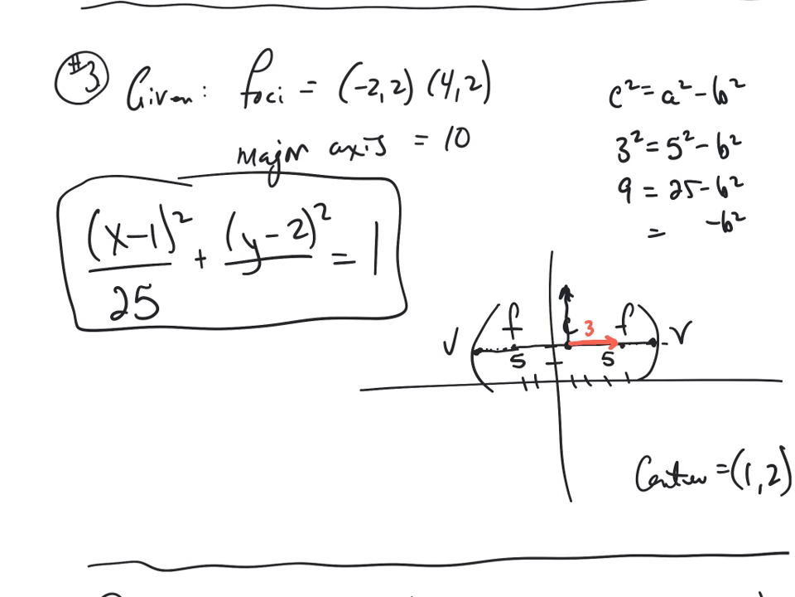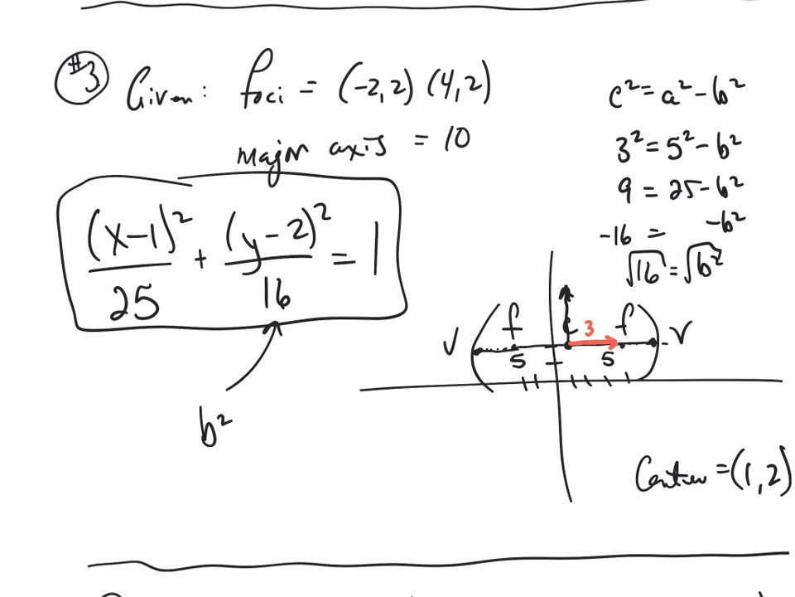Move positive 25 to the other side by subtraction. 9 minus 25 is negative 16. And divide both sides by negative 1. So b squared is equal to 16. Now, you might be tempted to take the square root of both sides to find out b, which is totally fine. But the number that goes in our equation anyway is going to be b squared. So you need not waste your time. And therefore, again, we have our complete equation.